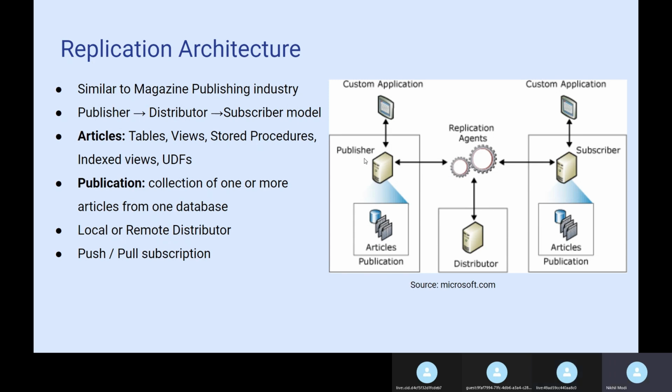So the publisher is doing nothing. The publisher is the main OLTP system, concerned with the OLTP transactions that are happening on it. It's not doing anything with respect to replication. The subscriber is also just taking the data from the distributor and is also doing nothing. The worker, basically, is the distributor.